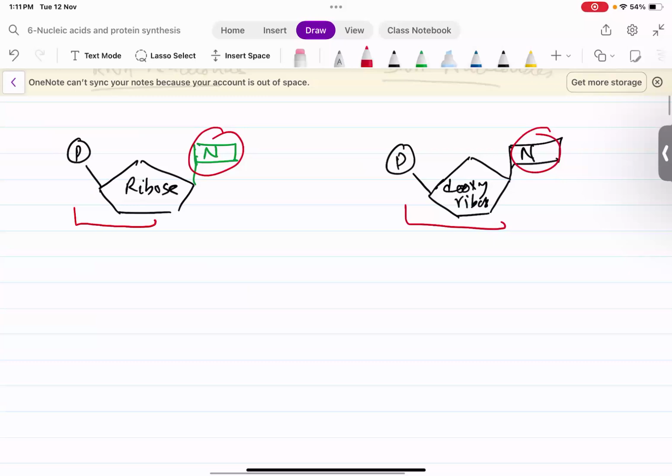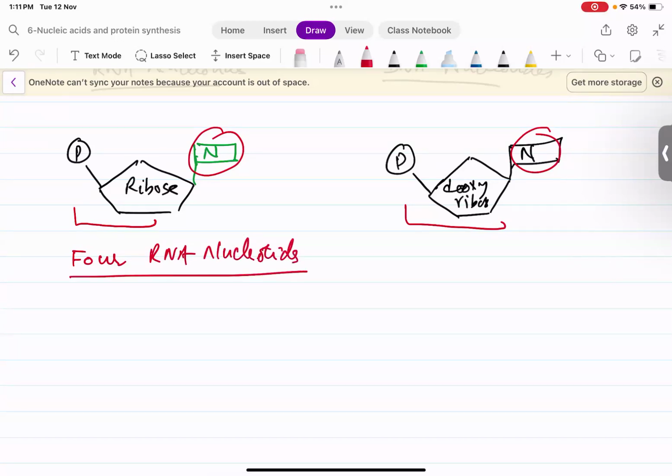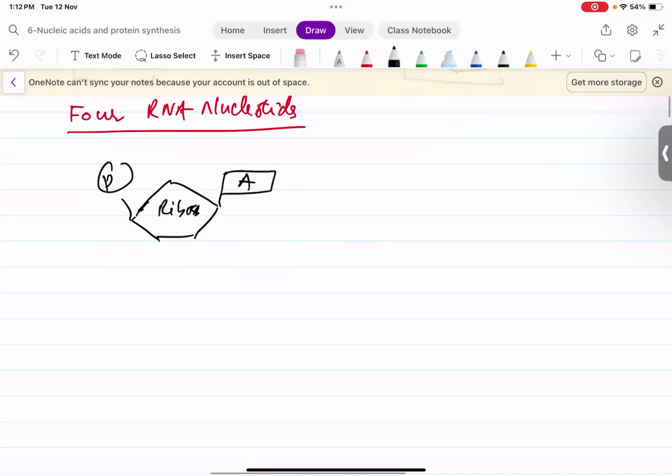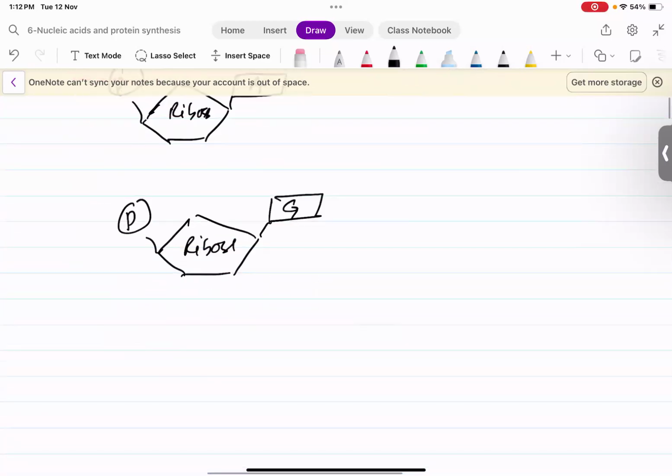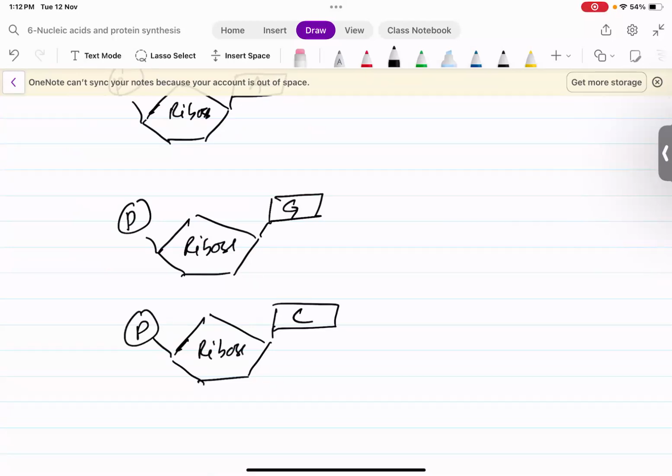So there are 4 types of RNA nucleotides. They will have ribose and a phosphate group attached with them, and here they may have an adenine. Then they will have ribose here, a phosphate group here, and they can have guanine here. Similarly, they will have ribose and a phosphate, and they can have cytosine here.